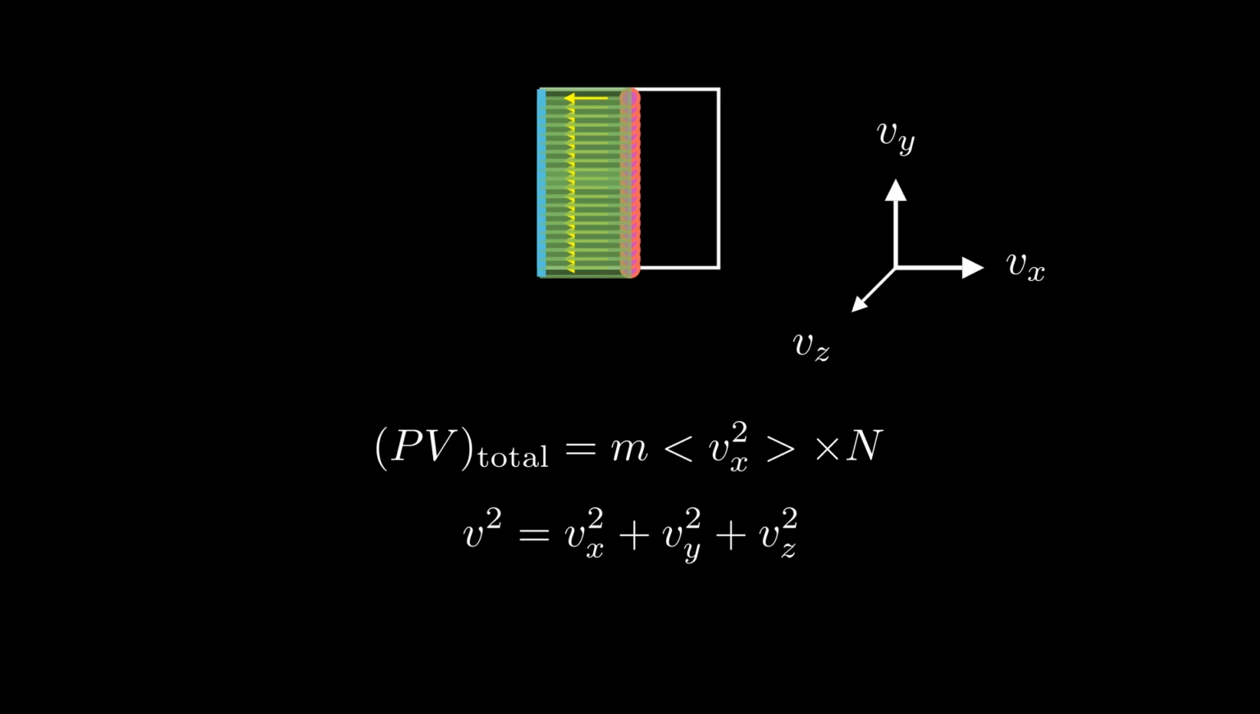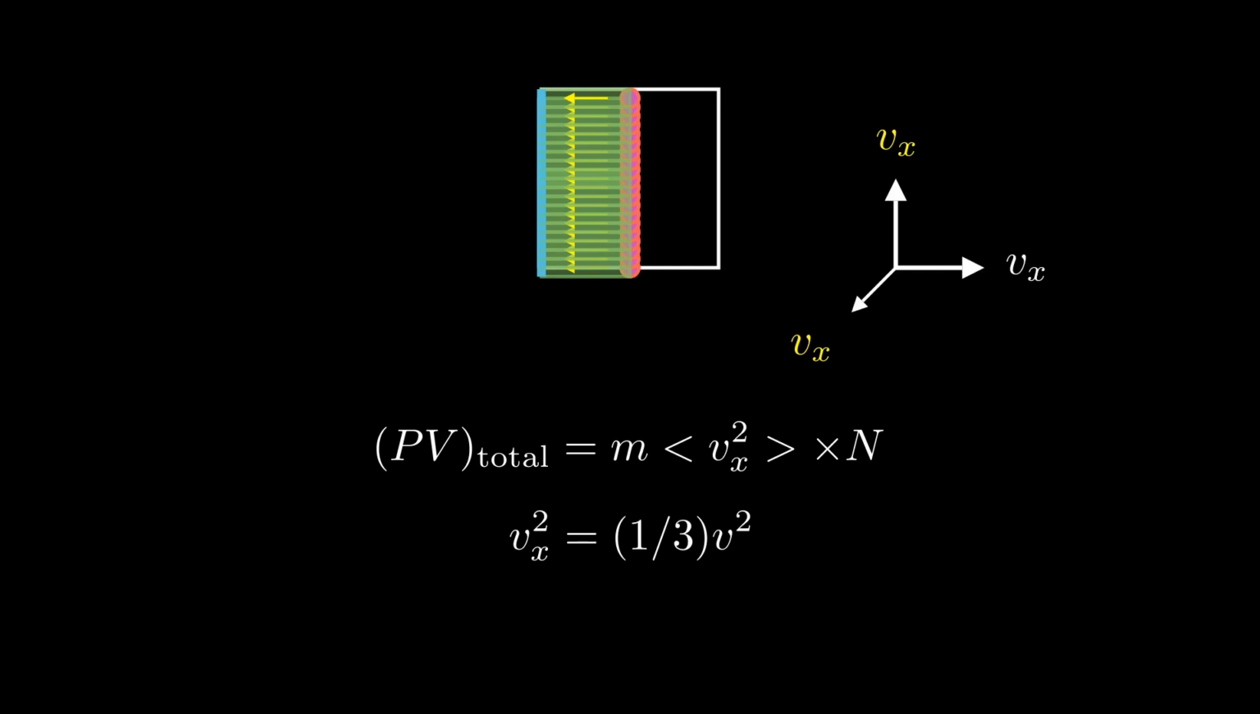Now, if you think about it, there's absolutely no reason for v_x to be greater than or less than v_y or v_z. There's no reason why nature would favor one dimension over the others. So, in an ideal situation, v_x will be exactly equal to v_y and v_z. Using that, we can get the equation v squared equals 3 times v_x squared, and therefore v_x squared equals v squared divided by 3.